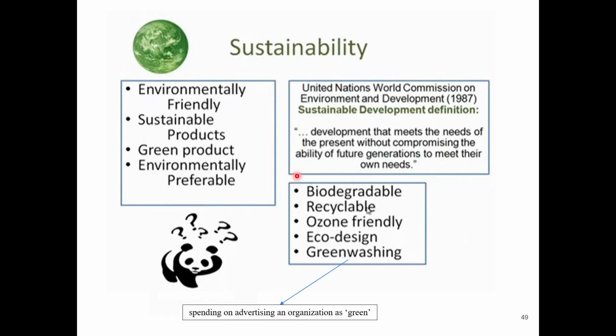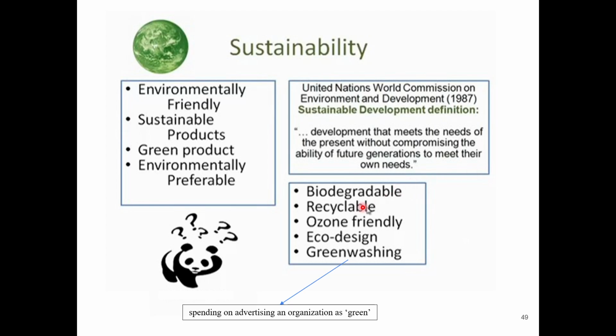So sustainability, as per the UN World Commission on Environment and Development in 1987, the Brundtland Commission, was defined as development that meets the needs of the present without compromising the ability of future generations to meet their own needs. It is a very famous definition.